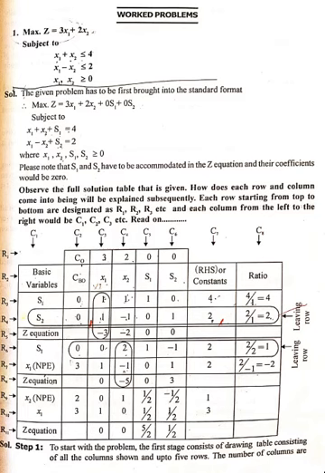Today we are discussing the simplex method. In this simplex method, the problem given here is: the objective function is maximize z equals 3x1 plus 2x2, subject to the constraints x1 plus x2 is less than or equal to 4, and another constraint x1 minus x2 is less than or equal to 2. And the last statement is that x1 and x2 both are greater than or equal to 0.